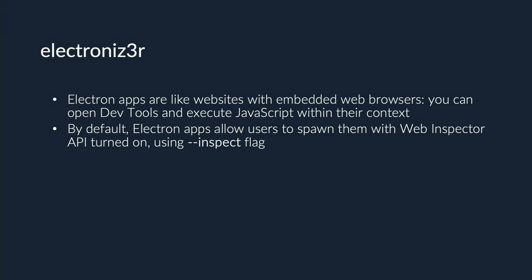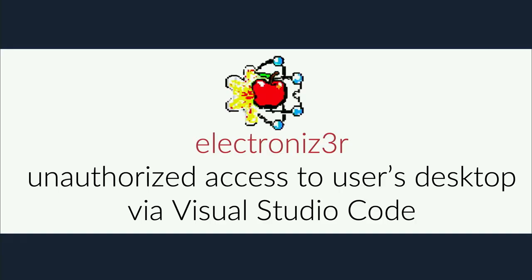You can spawn them with the inspect flag, and under the hood, the Electron applications will open a WebSocket to which you can connect and execute JavaScript code within the context of those Electron apps. And as I said, all the children spawned by those applications will inherit our TCC permissions. ElectronizeR spawns those applications with the inspect flag, connects via WebSocket, and spawns our malicious payloads. So let's take a look at Visual Studio Code, which usually has access to your desktop, documents, and downloads because it's a code editor, so it needs to have such access.